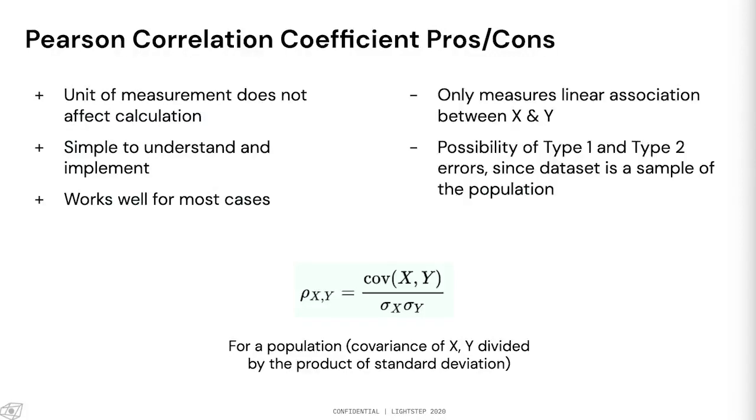When it doesn't work well is when the data set has a nonlinear association between the variables, and we'll look at some ways that we've dealt with that. There's also the possibility of type 1 and type 2 errors, since the data set is a sample of the entire population. But our goal wasn't to be 100% confident in the data, and that's why we exposed the correlation coefficient to the user. We want to show them a confidence score to guide them towards hypothesis validation.